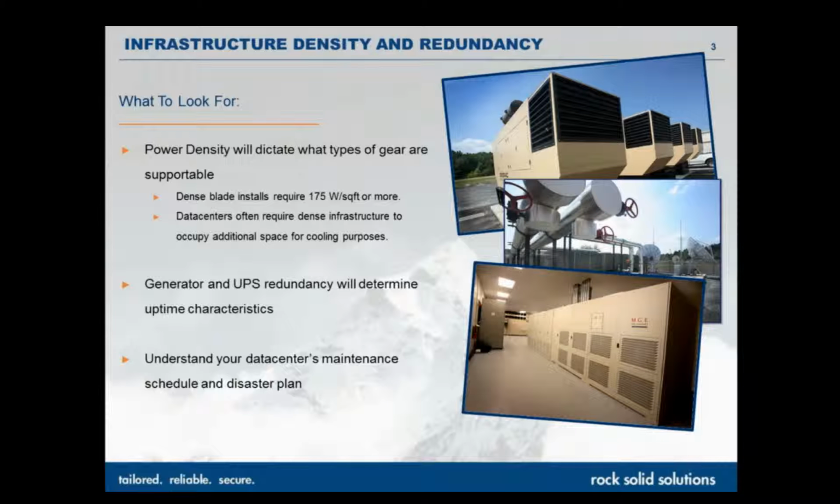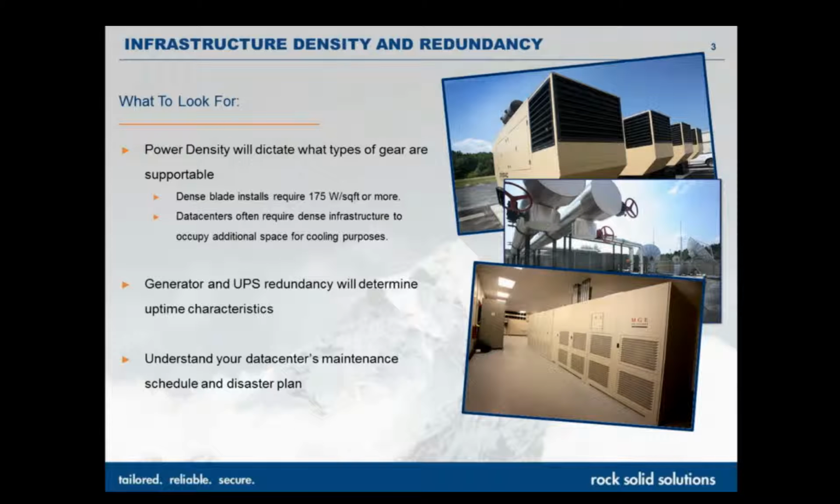But as technologies such as quad-core, 6-core, 8-core processors, Pentium 4s, AMDs, blade servers, all that's come out, the power density requirements of the data center have drastically increased. So a modern data center is typically built to 150, if not over 200 watts per square foot. And that wattage is going to drive what type of equipment you can use.